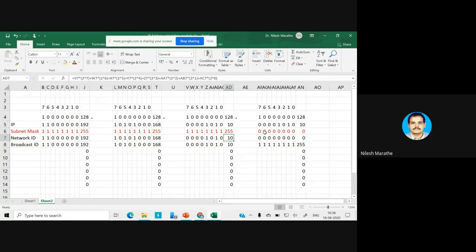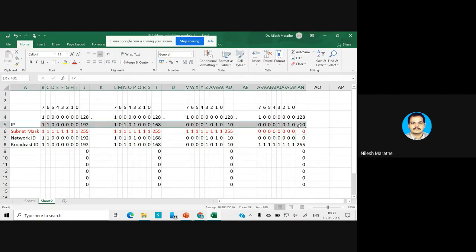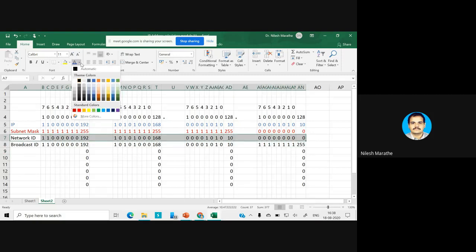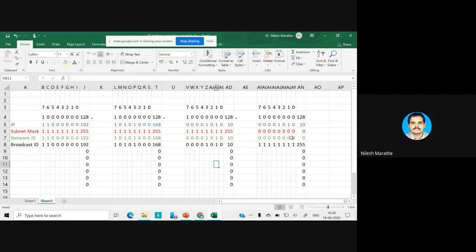The last octet has all values as 0, so we have to take it as 0. We are not going to take any value from the IP address; it is replaced with 0. So that will become 192.168.10.0. That is the network ID.